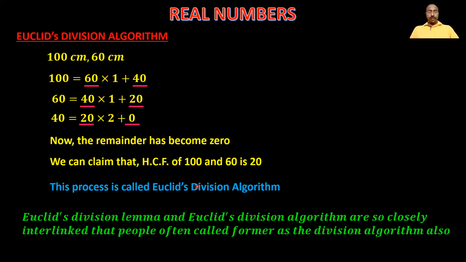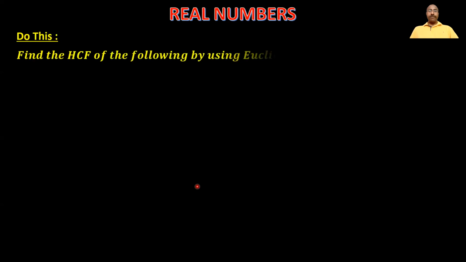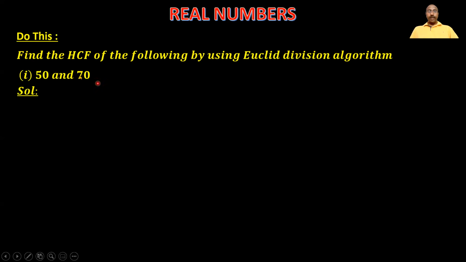So now let us do some problems under the title Do This. Find the HCF of the following by using Euclid division algorithm. First one is 50 and 70. So you know that here 70 is the big one and 50 is the small one. So divide 70 by 50, and we get 70 is 50 into 1 plus 20. And again we have to divide 50 by 20.